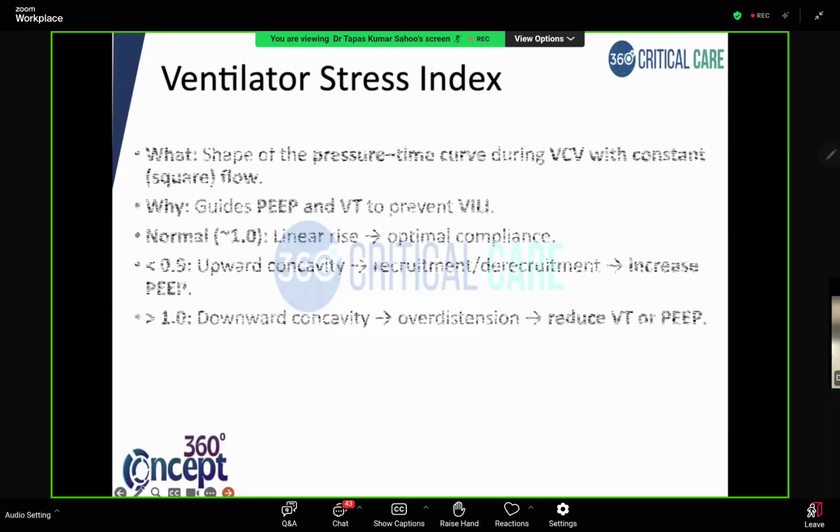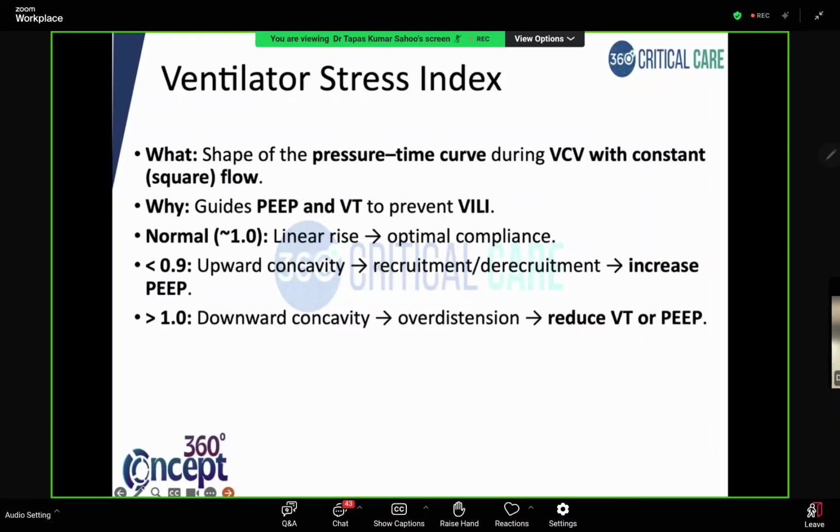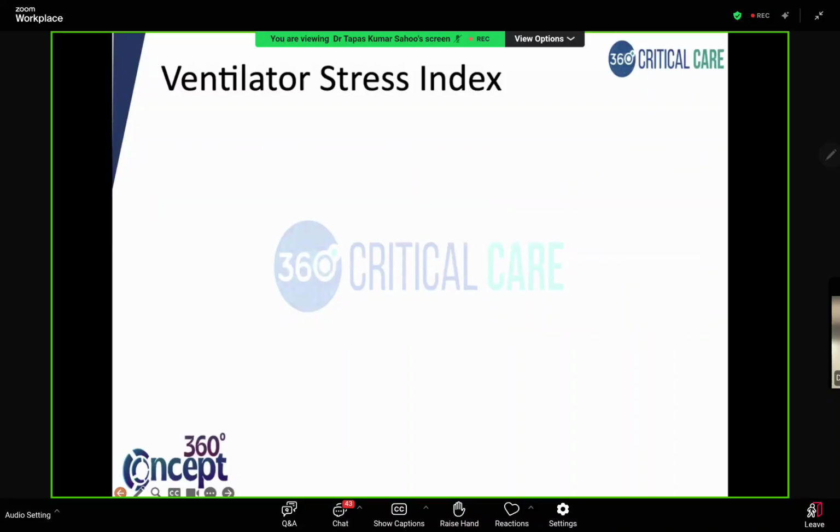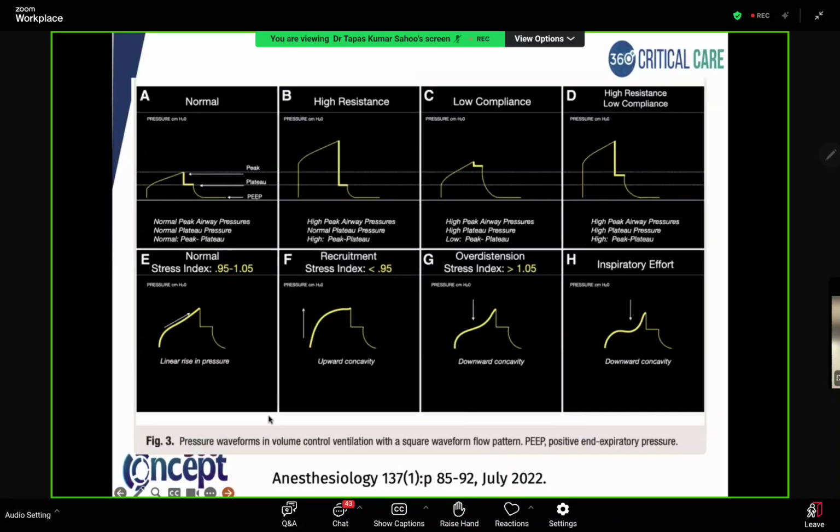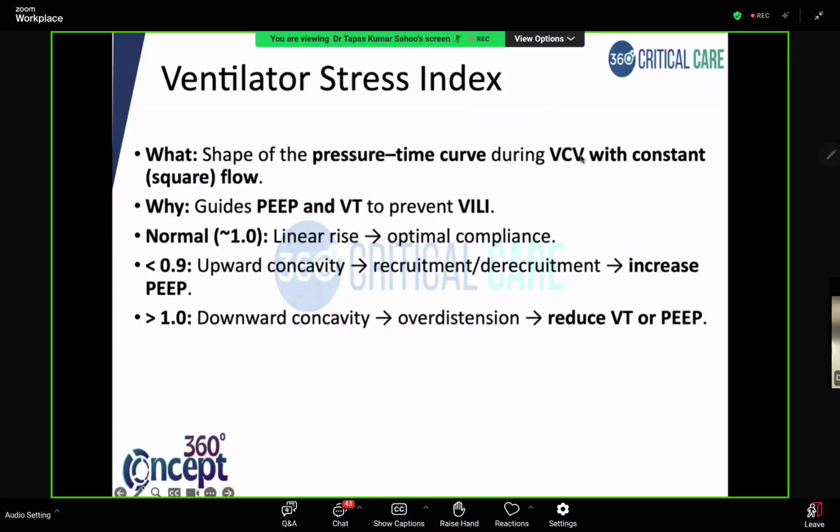Now, if the examiner expects you to tell 2-3 lines about the ventilator stress index, VSI, what is this? This is the shape of the pressure-time curve during volume control ventilation with constant flow. With constant flow, you can see here, the flow would be constant, and during volume control ventilation you get the pressure-time curve. Now, what is the importance of the ventilator stress index? It guides your PEEP management and the tidal volume to prevent VILI, ventilator-induced lung injury.